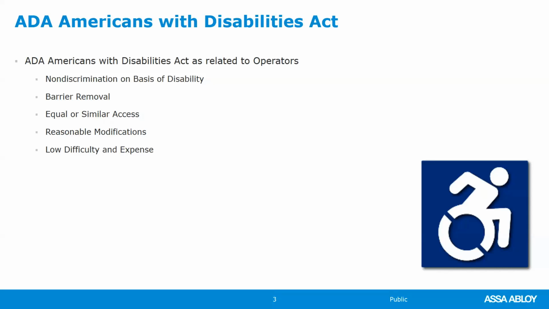So ADA, as most of us know, is a civil rights law that prohibits discrimination against individuals with disabilities in all areas of public life, including jobs, school, transportation, all public and private places that are open to the general public. And specifically, as it relates to power operators, we focus on barrier removal. In this example, the actual door being the barrier, by providing equal or similar access through that door and into the various building spaces. Key is that we want to focus on using reasonable modifications, such as the addition of a power opener, as opposed to redesigning the building envelope, with low difficulty and expense to the building owner wherever possible.